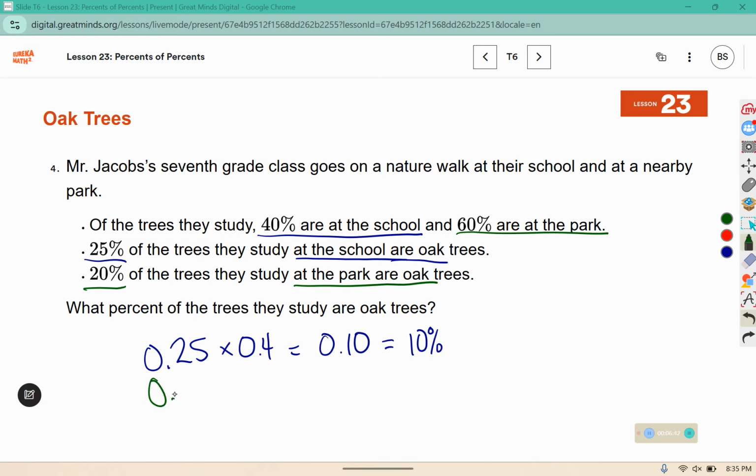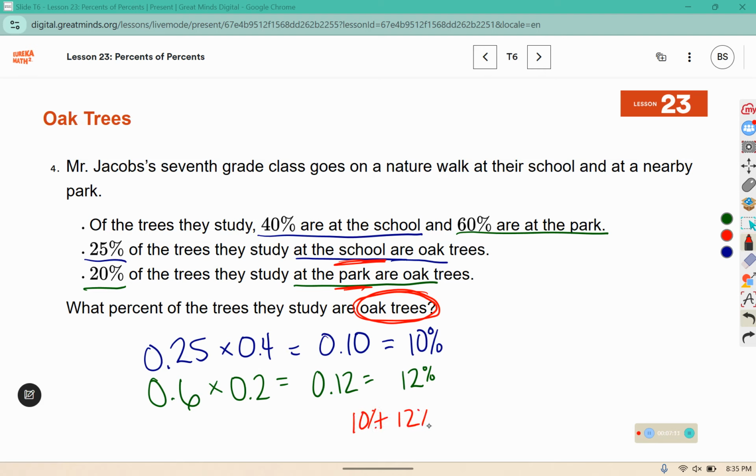And then we have 60% at the park, and 20% of those are oak. Which would be 12%. So what percent of the trees they study are oak trees? That's all the trees from the school and from the park that are oak trees, which is 22%.